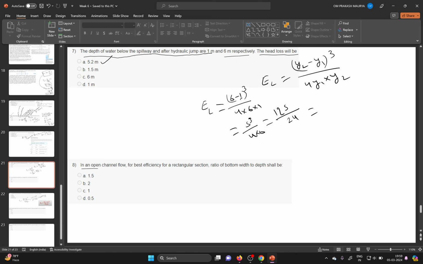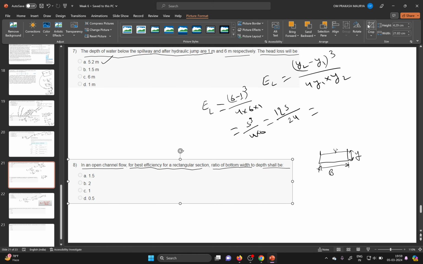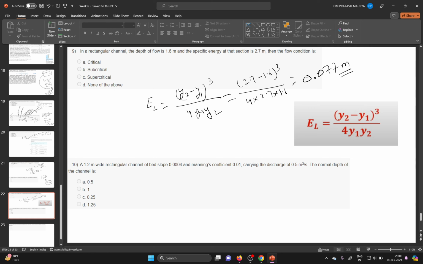Question 8. In open channel flow, for the best efficiency of a rectangular section, the ratio of bottom width to depth is equal to what? Best efficiency channel of the rectangular section: bottom width and depth y. Please try to solve this. The ratio of bottom width to depth. After calculating, the width should be equal to 2 times y. Now the option you may have chosen is wrong, not correct for this question.